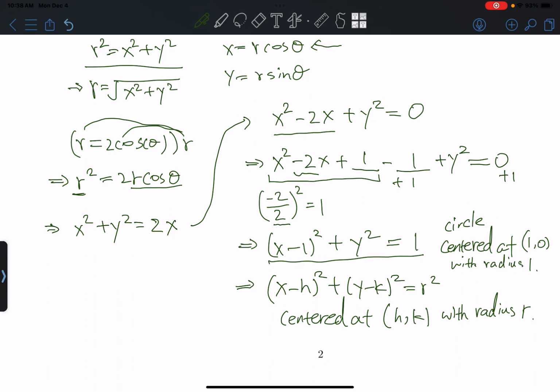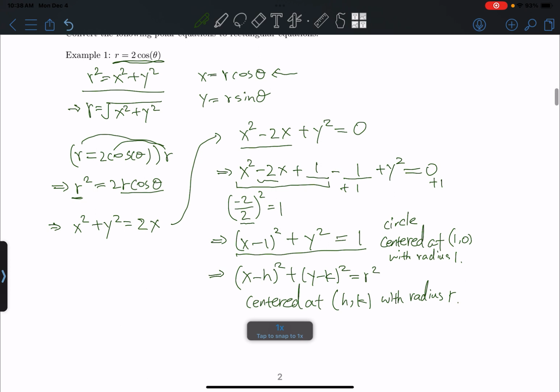So doing a little bit of extra algebra is going to help us see exactly what this picture is going to be. We'll see more about the graphing of polar equations in a little bit, but this is the main idea that we're working with.